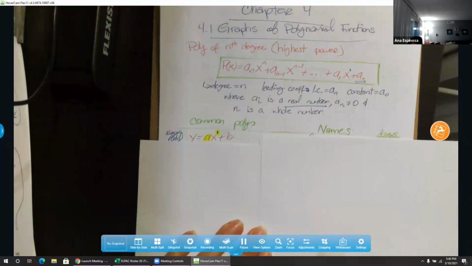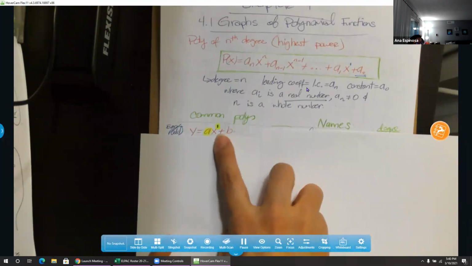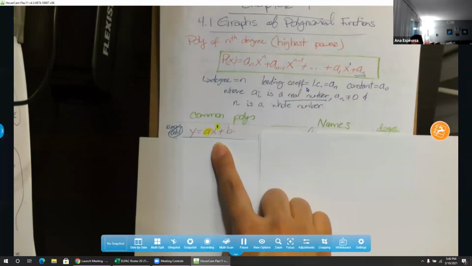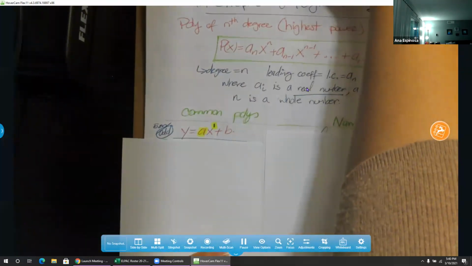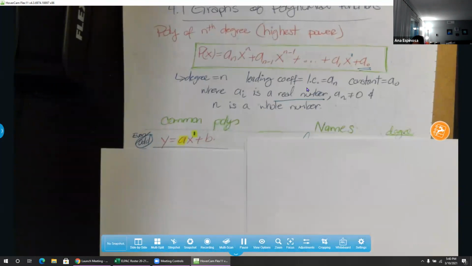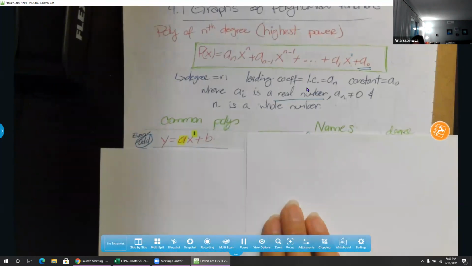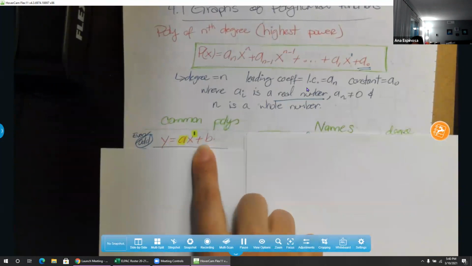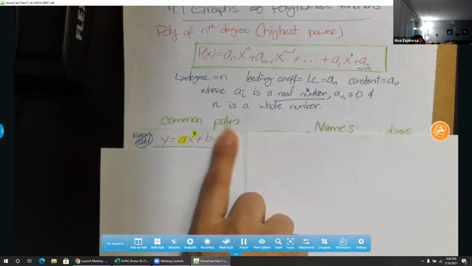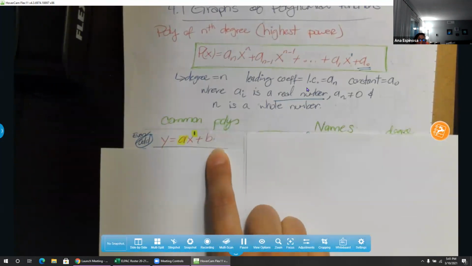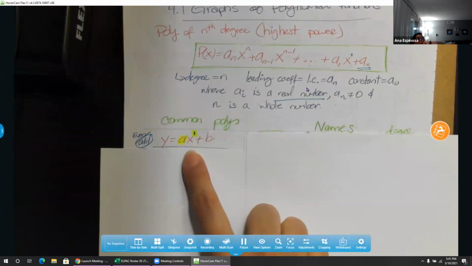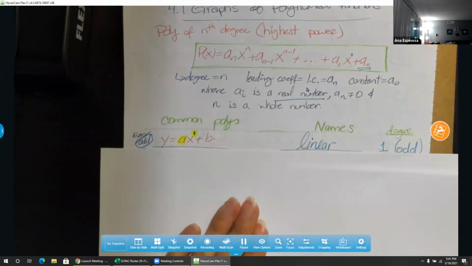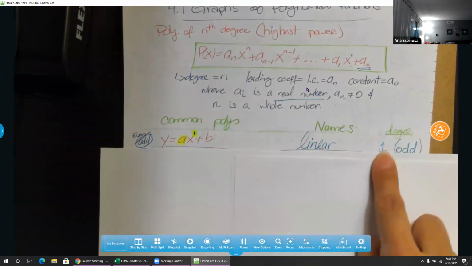Okay, so the common polynomials are what you would see here, what you saw already in unit 1 and 2. And it's what we have as a line. So this is the equation of a line. It's called slope-intercept form. It is a degree of 1 because the highest power on the variable is a 1. A and B are numbers. So this is called a linear equation, and it is a degree of 1.